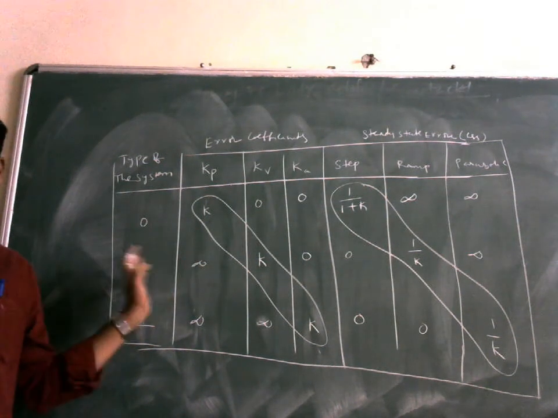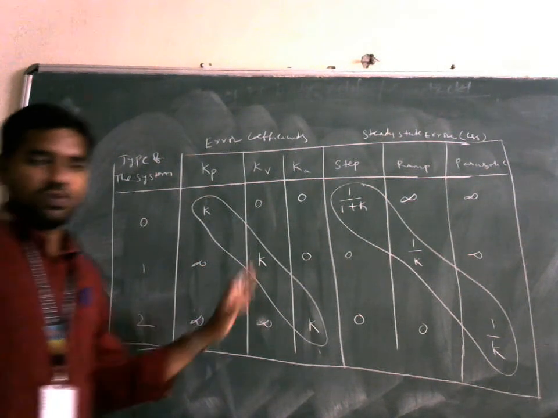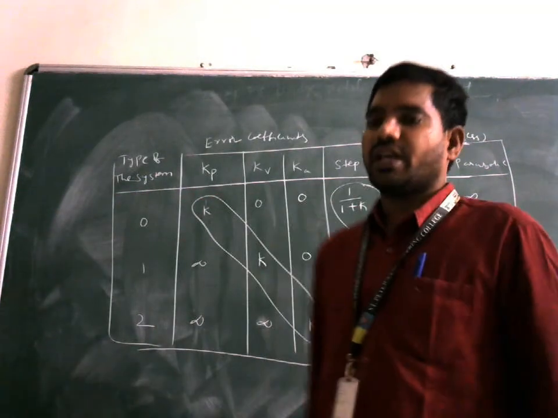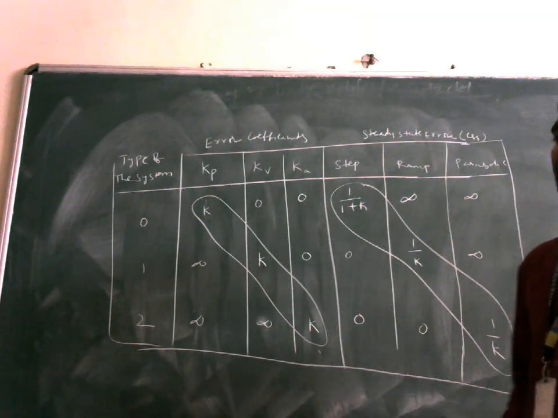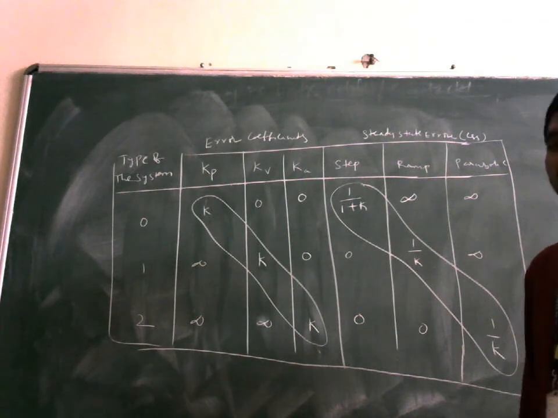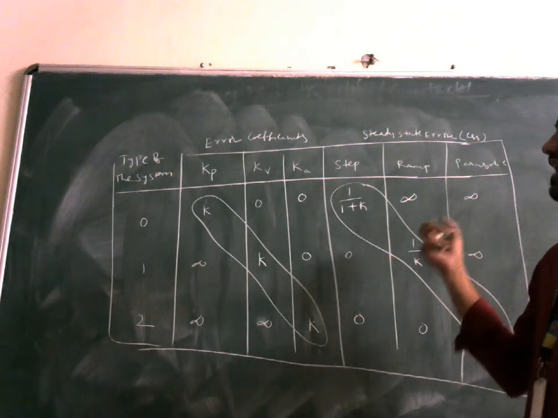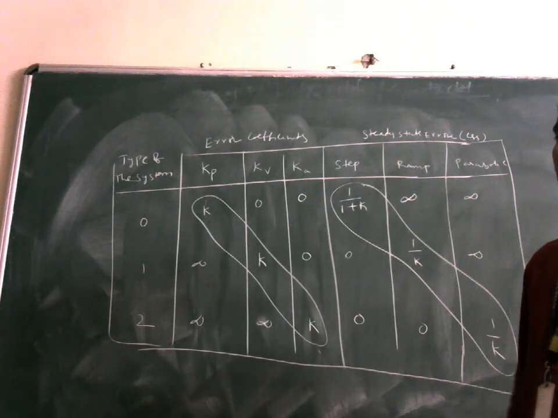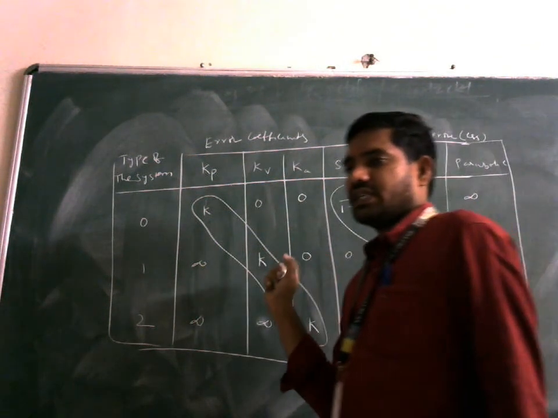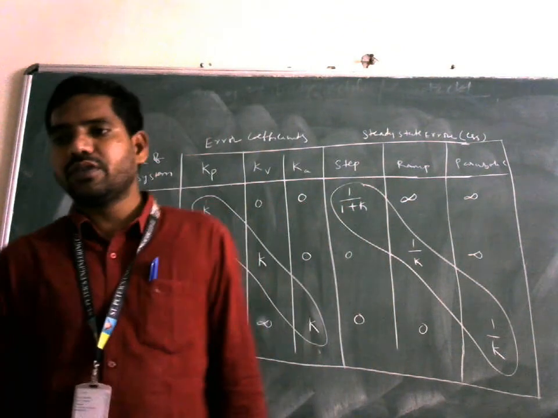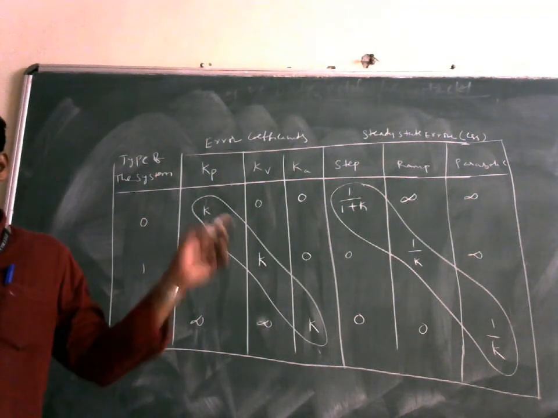We can conclude that if we know this table, we can find for any type of system, whether it is a type 0 system or type 1 system, or whether it is a step signal or ramp signal or parabolic signal, anything we can find very easily. Whatever we did till now, this is the table.